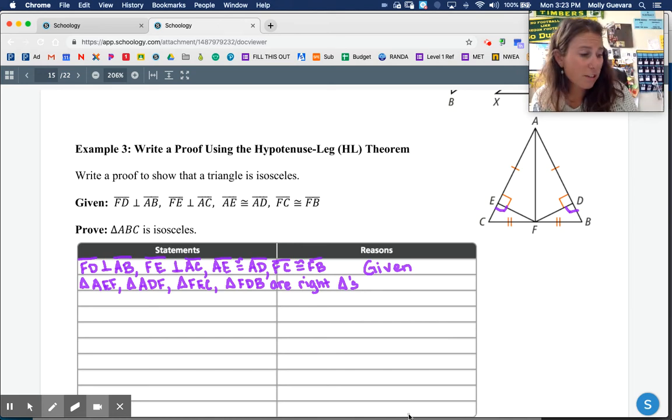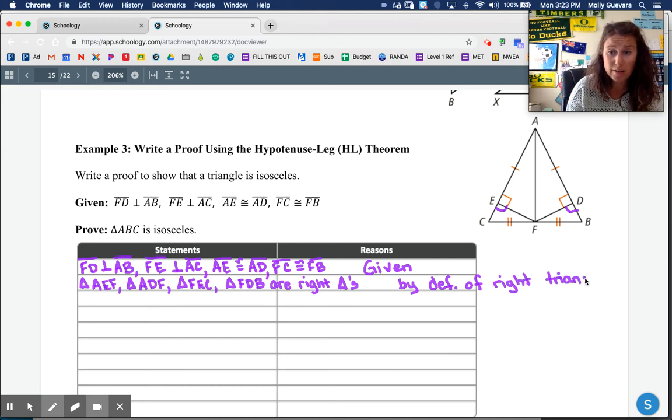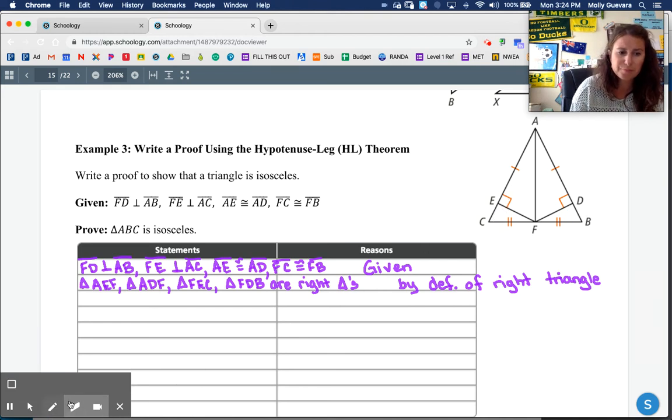So I know that these are right triangles by definition of right triangle, right? They all have a 90 degree angle. So the reason here is by definition of right triangle. I know that these triangles are right because they all have a right angle. It's real hard to write this small. All right, so I know that we got right angles going on.